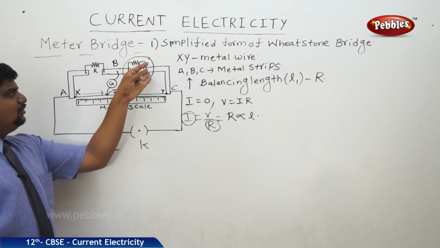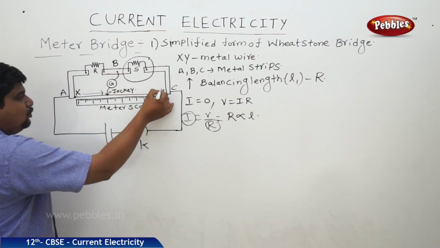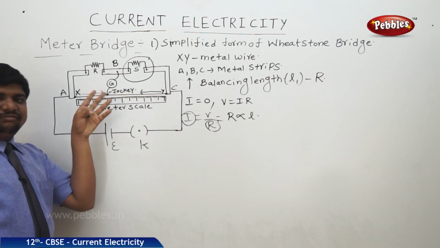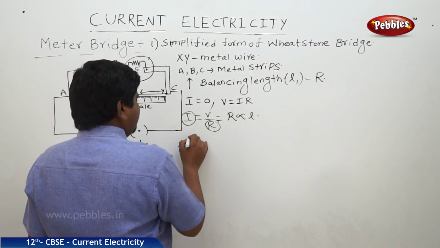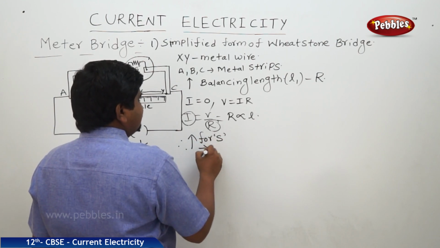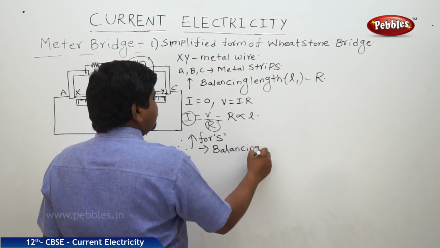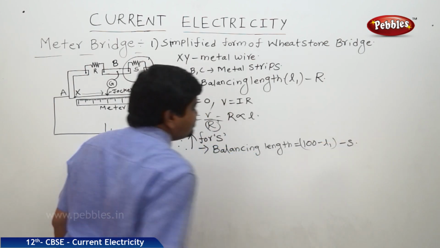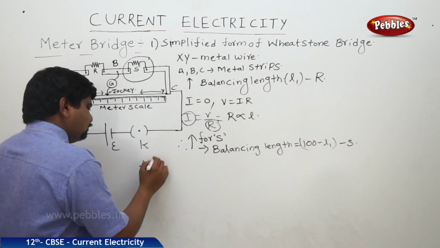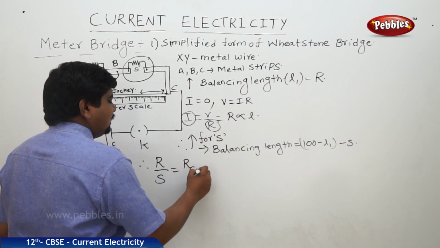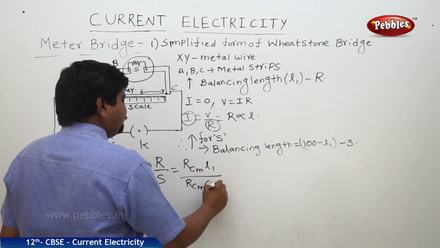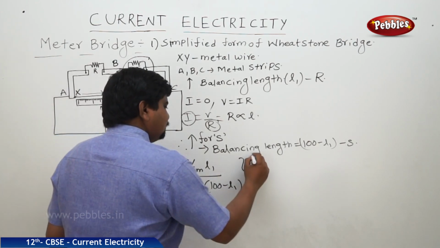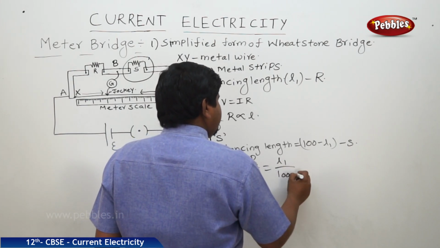What about the balancing length L2 for the unknown resistance? From the opposite side, move the jockey towards the R, towards the X. Suppose if it is L1, automatically from this end it will become 100 minus L1. Therefore, for the S resistance, the balancing length will become 100 minus L1, that refers to S. So R by S is equal to rho L1 by rho into 100 minus L1. Rho cancels. Therefore, R by S is equal to L1 by 100 minus L1.